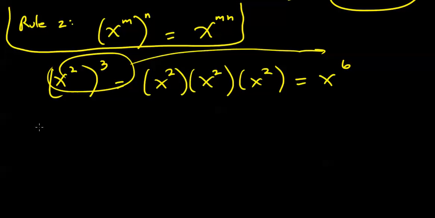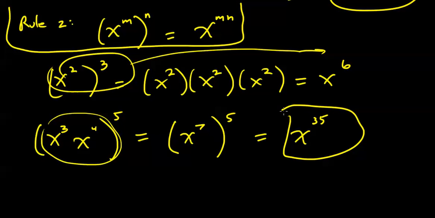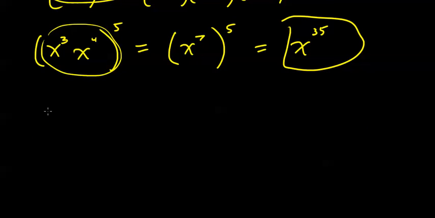How about something like this? Another example. If I've got x cubed times x to the 4th, in turn raised to the 5th power, and I ask you to simplify this expression, I always like to try to simplify within inner parentheses first. x cubed times x to the 4th is x to the 7th. And then x to the 7th raised to the 5th power is x to the 35th power. So that would be my final return for that example.